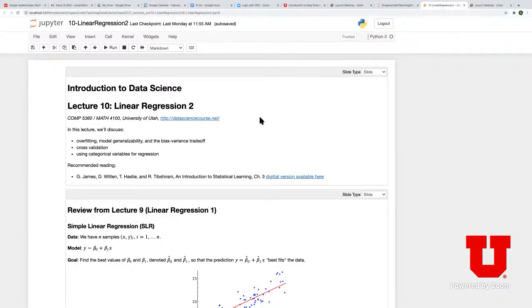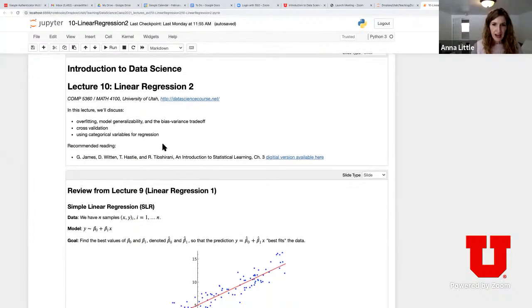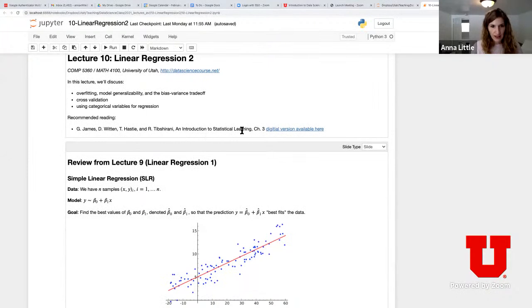So here we go. We're going to be talking a little bit today about overfitting, model generalizability, and the bias-variance trade-off. A little bit about cross-validation, which we'll discuss in even more detail later in the course, but we'll get a feeling for it today. And we'll think about using categorical variables for regression. So if you haven't read Introduction to Statistical Learning, Chapter 3, check that out.